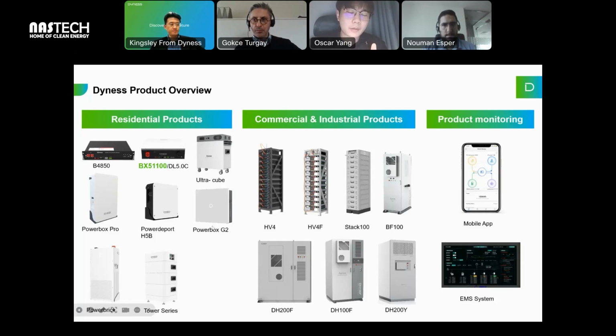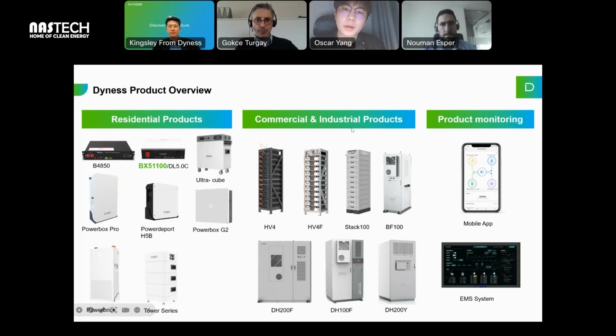This is PowerBurst G2. This is 10 kilowatt hour for indoor usage. And this is Power Break. It is 14.3 kilowatt hour. Also, it is indoor usage. This Tower series is a high voltage stackable battery. This product is also spread in Europe and also in Americas.